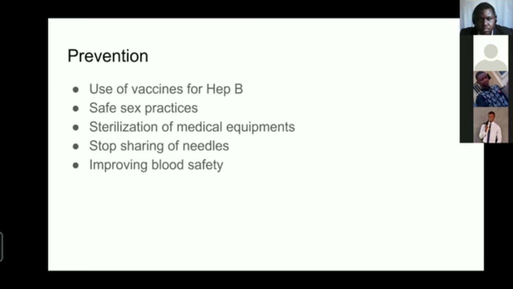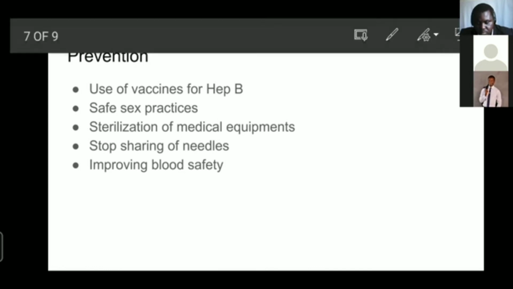So for lack of time, I'll just rush into the prevention. I would have loved to spend much more time here. For prevention of hepatitis, these are the things that can be done. Number one, top on the list, is the use of vaccines. Remember I told you hepatitis B does not have a cure if you become a chronic carrier. However, it has a vaccine which can prevent the disease in over 90% of cases. So even though it does not have a cure, it can stop you from even having the disease in the first place. That's the good thing about hepatitis B.